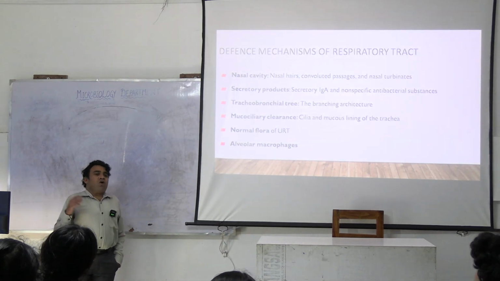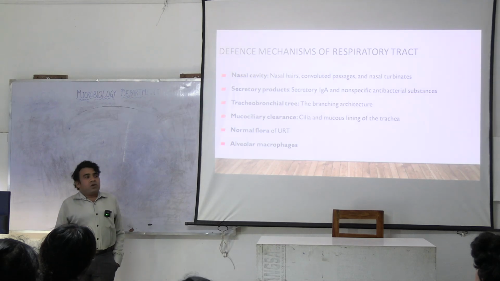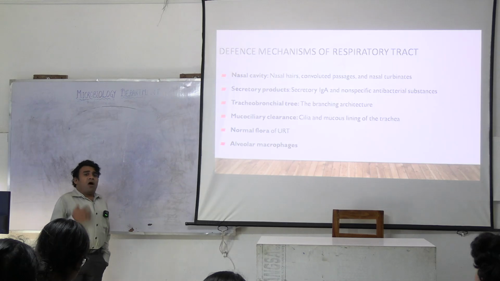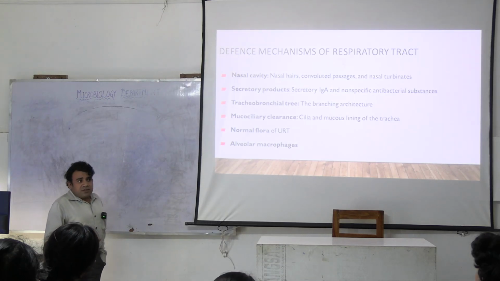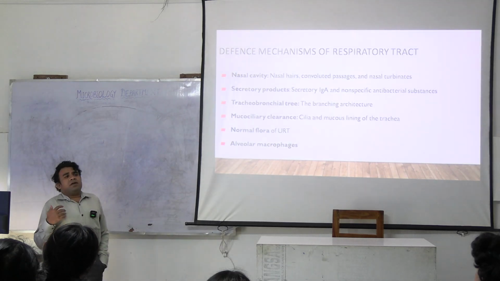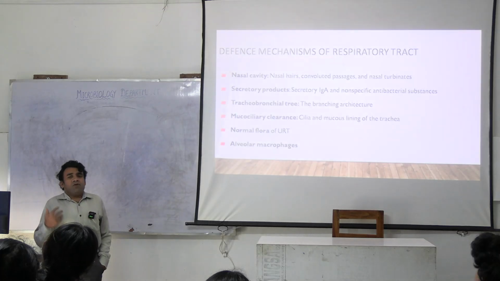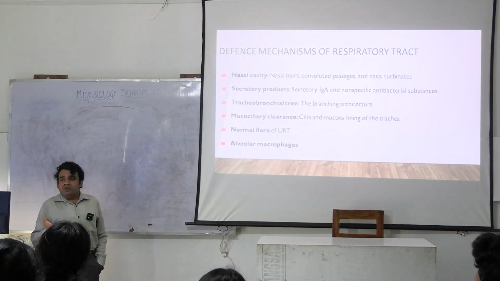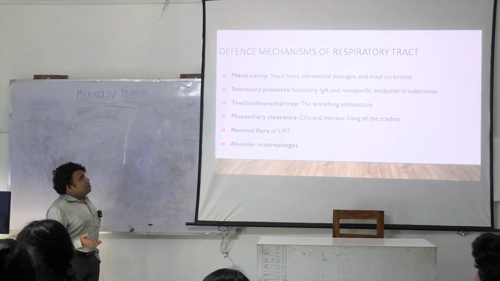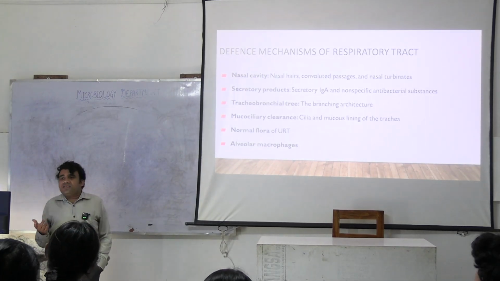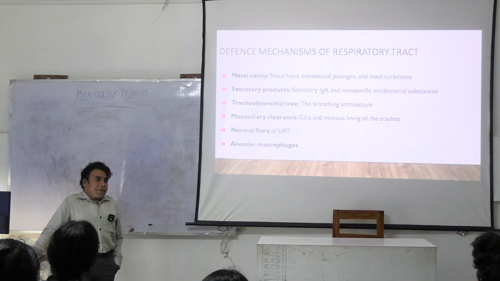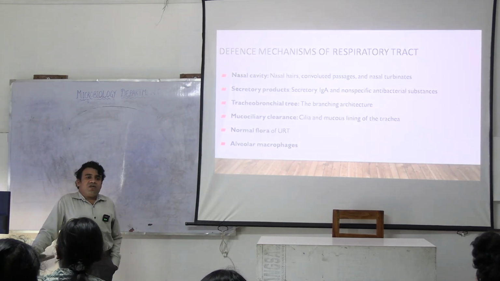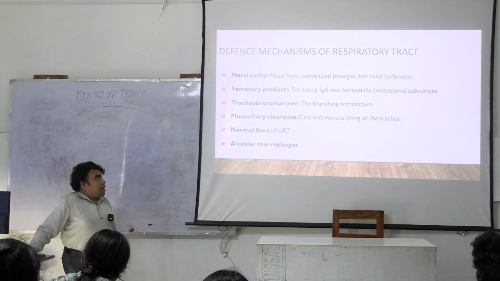Now if this is altered, for example, a person who has a blocked nose because of chronic sinusitis, rhinitis, or a deviated nasal septum, or maybe a person who is a regular mouth breather, that means other organisms can gain access into the respiratory tract. Similarly, the oropharyngeal secretions have secretory IgA. Secretory IgA is an immunoglobulin, so it can prevent the colonization of many bacteria.